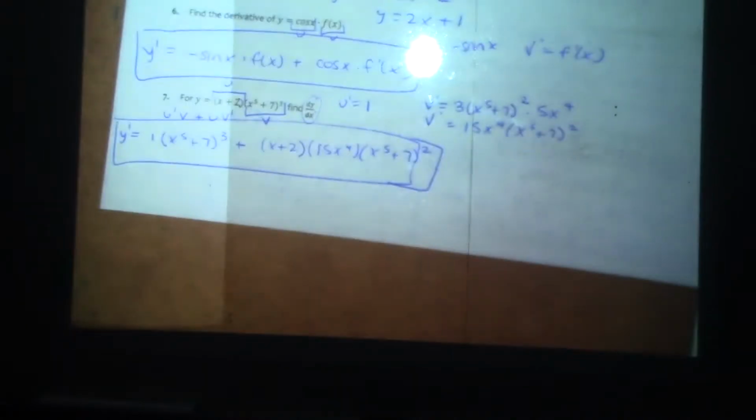U prime v plus u v prime. U prime is easy, it's just 1 times v, which is x to the 5th plus 7 cubed, plus u, x plus 2, times v prime, which we just said was 15x to the 4th times x to the 5th plus 7 squared. And that is my y prime, my derivative, my dy dx. And you don't have to rearrange that, it's fine, you can just leave it like that.